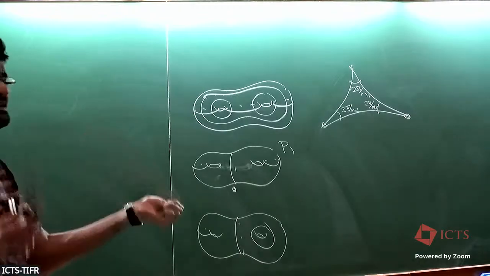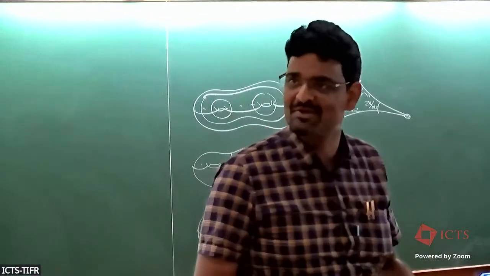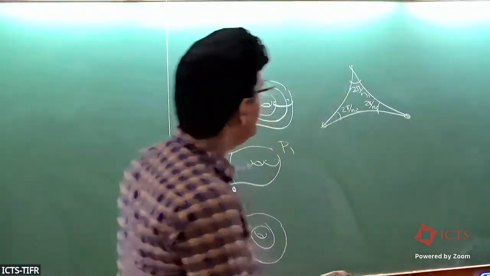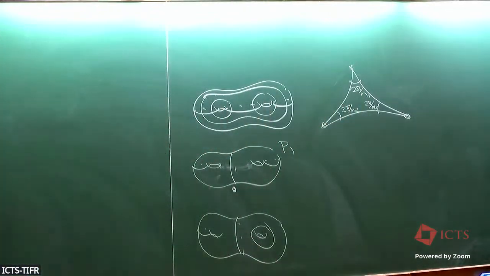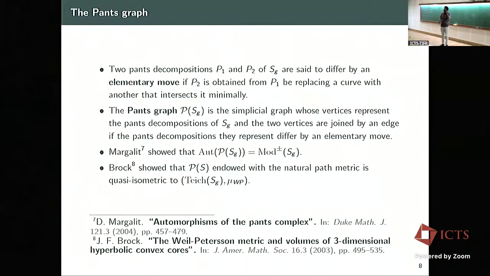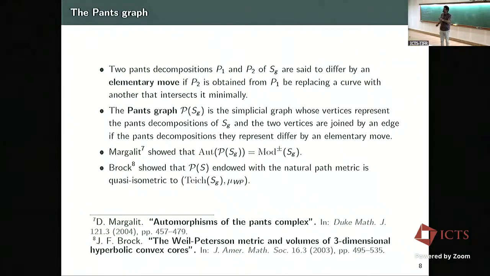So the vertices are all possible Pants decompositions. Two vertices are joined by an edge if they differ by an elementary move, a single elementary move. So for example, if you take these two, they will be vertices in the Pants graph and they will be at distance 1. That means in the Pants graph, these two vertices will be joined by a single edge.